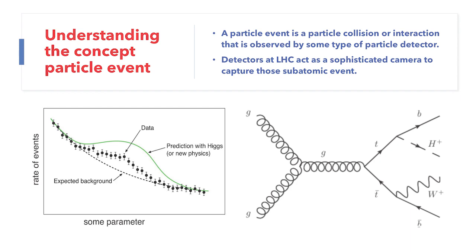In this slide, I want you to understand the definition of a particle event. I'm just repeating myself once again: a particle event is a particle collision or interaction that is observed by some type of particle detector. For example, when you collide proton-proton, it generates quarks; that's an event. When two gluons collide, it produces a Higgs boson. I'm not going into the intermediate particles like beauty and tau. So from this product to this product, this step is called an event, and this needs to be captured in the LHC using a range of sub-detectors.